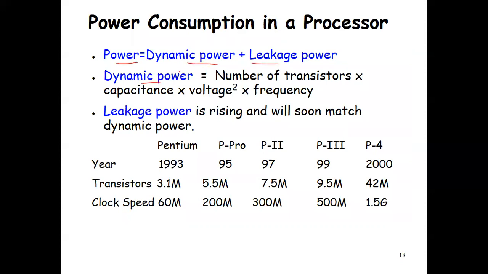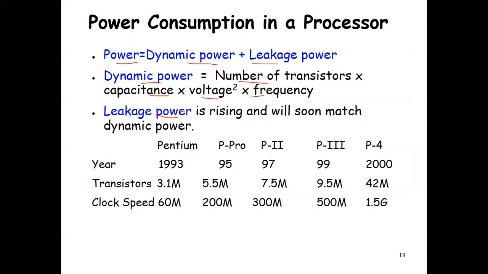Dynamic power is the actual power, which is nothing but the number of transistors times capacitance times voltage squared times frequency, right? In a particular transistor, how many transistors you are using, how much capacitance you are using, the voltage squared, times frequency.